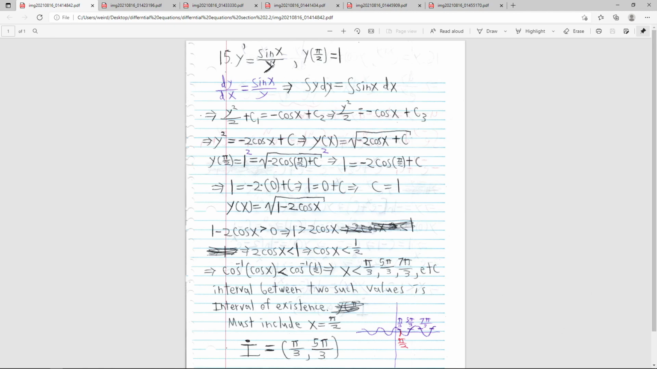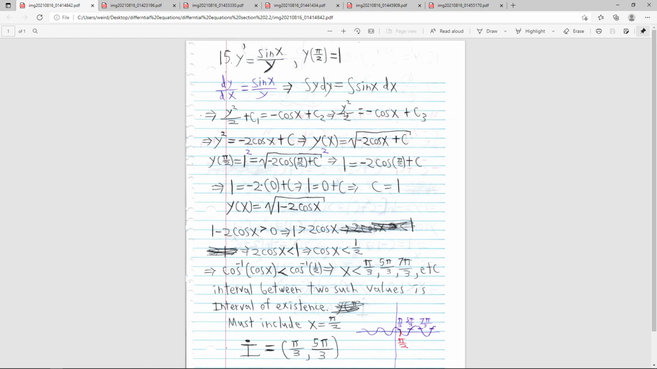So y prime equals sine of x divided by y, and we have y of pi halves equals 1. So we have to solve. We end up with integral y dy equal to integral sine x dx. It's a very quick separation. So we get y squared over 2 plus c1, equal to the integral of sine, which is just negative cosine x. And of course we get rid of the constants, so it's just one constant, c3.